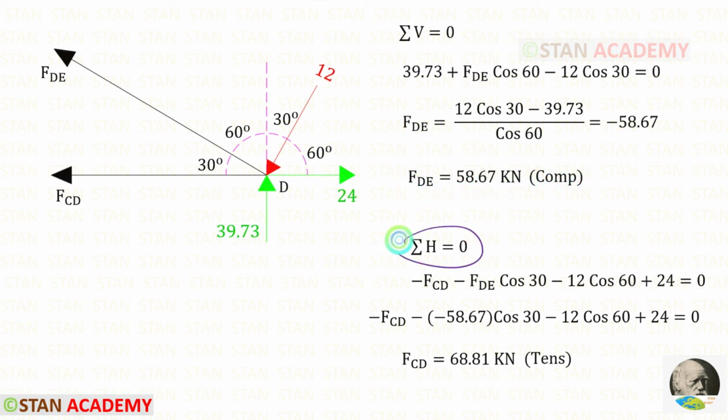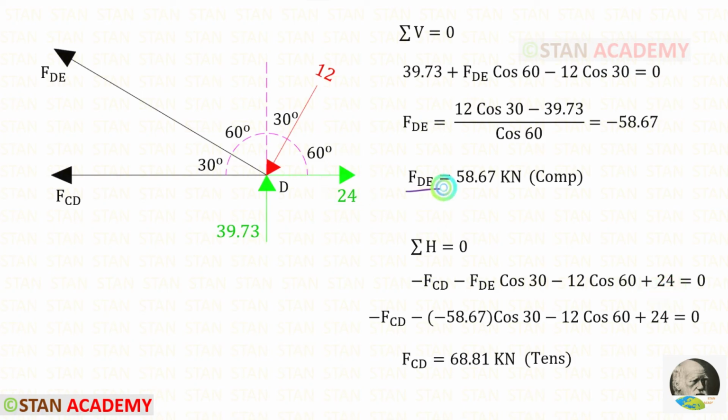Now let us apply this rule. FCD is acting towards the left side, so it will be negative. We have to resolve FDE in the horizontal direction. To keep it in the horizontal direction, we need 30 degree. Since it is acting towards the left side, it will be negative, and we have to multiply with the cos 30. We have to resolve 12 in the horizontal direction. To keep it in the horizontal direction, we need 60 degree. Since it is acting towards the left side, it will be negative, and we have to multiply with the cos 60. 24 is acting towards the right side, so that it will be positive.